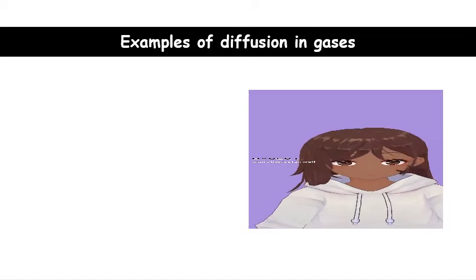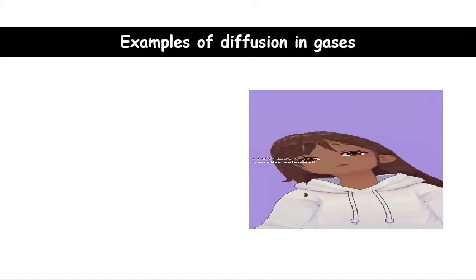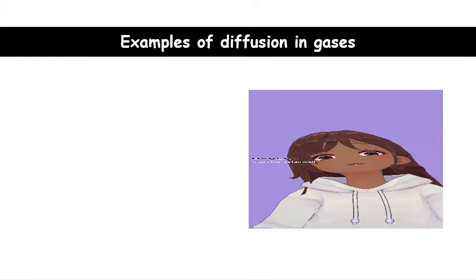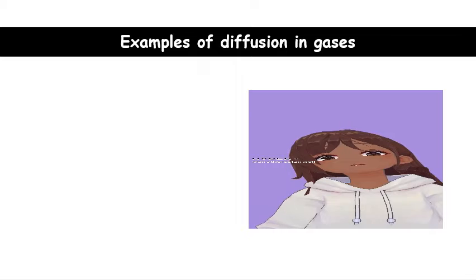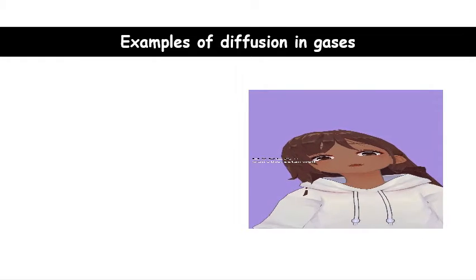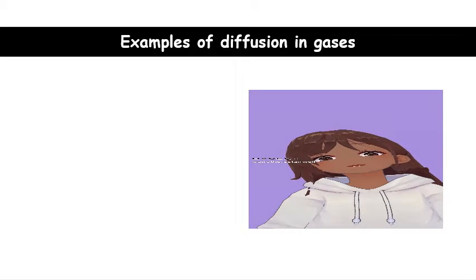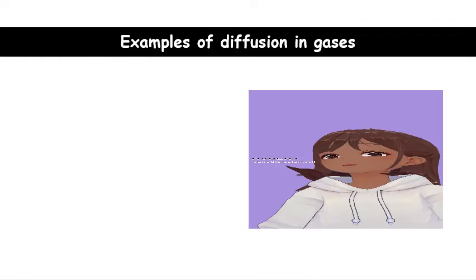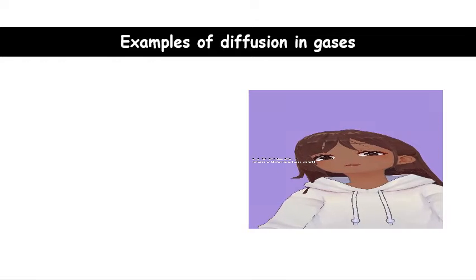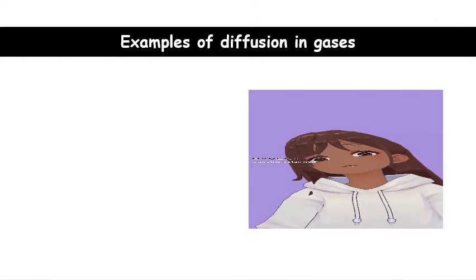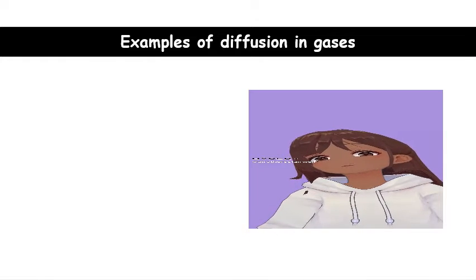So now we're going to look at some examples of diffusion. The first example that we have here is this guy smelling some coffee. So how does that coffee get from the cup to his nose? You guessed correctly. Diffusion. The gas particles move from a region of high concentration, which is the cup, to a region of low concentration, which is his nose.